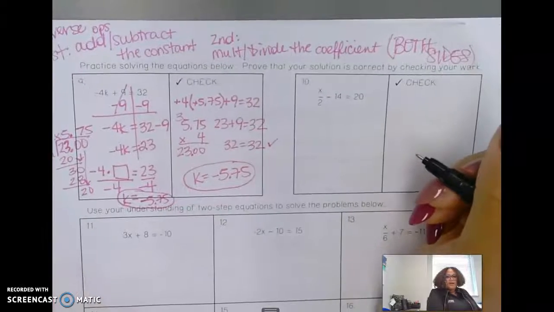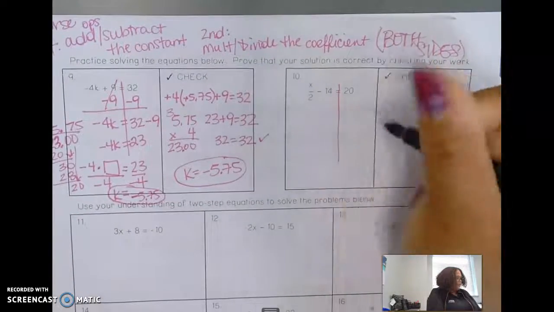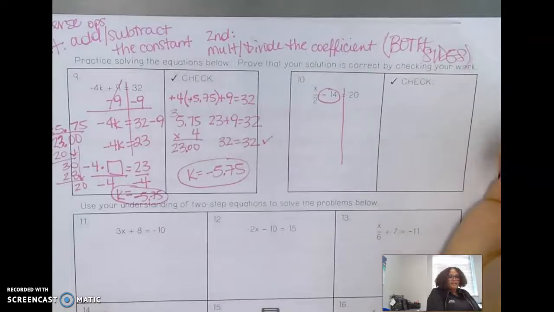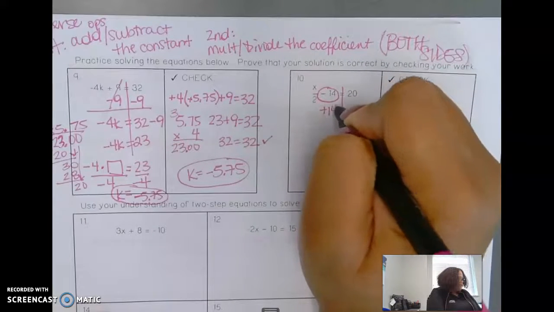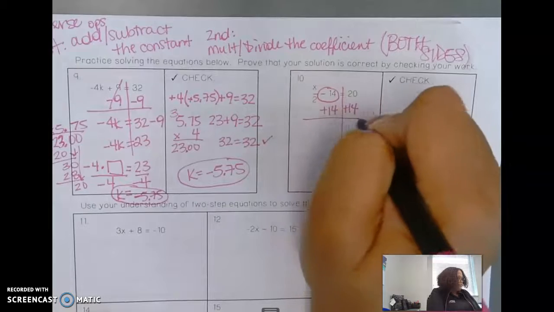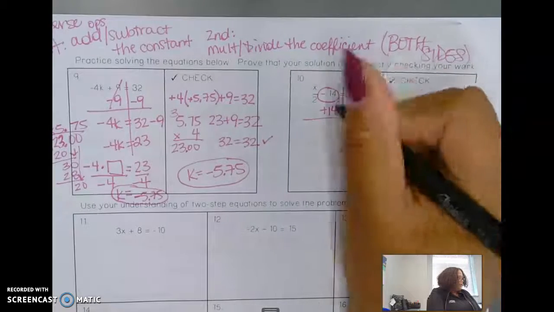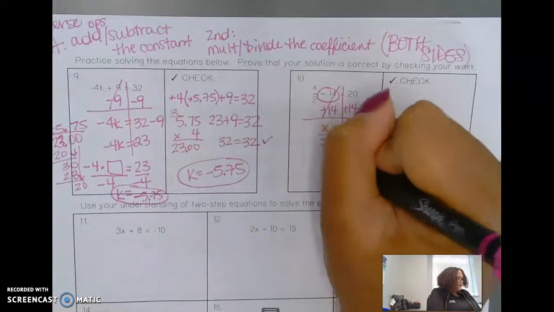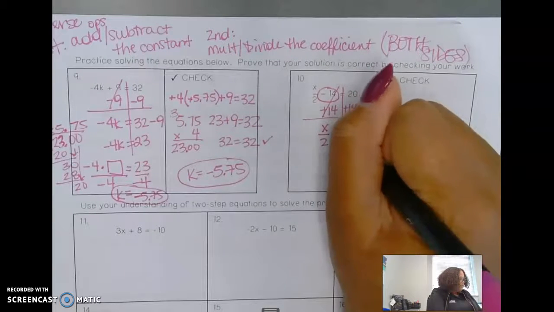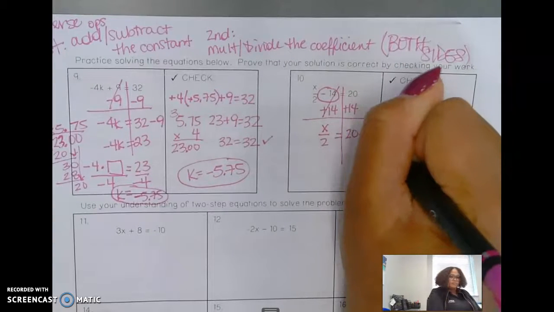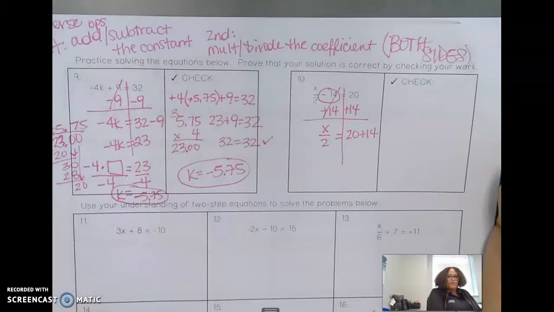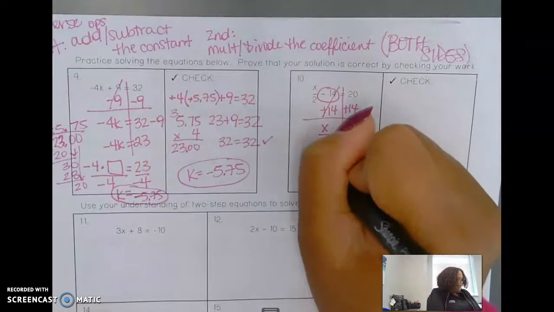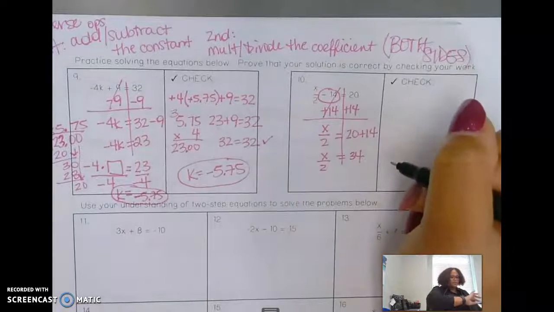For number 10, I'm going to draw a river. I'm going to undo my constant here. The opposite of -14 is +14 to both sides. These 14s are zeroed out. X over 2, that means x cut in half, equals, this is a problem, 20 plus 14. 20 plus 14 is 34. X over 2 equals 34.